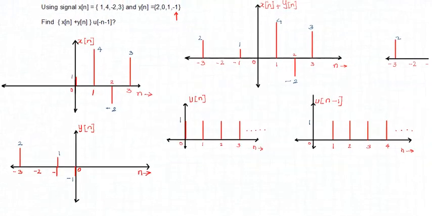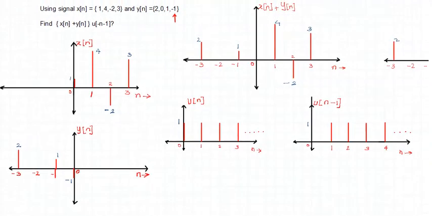Right, so here you could see the plot is shown. Xn plus yn is what we intend to do. How to do the addition? Remember, the addition is sample by sample basis. It means that here the sample is at -3, so the sample at -3 should be added with the sample at -3 of the other signal. There is no signal here, so the magnitude is 0. So 2 plus 0 means 2.